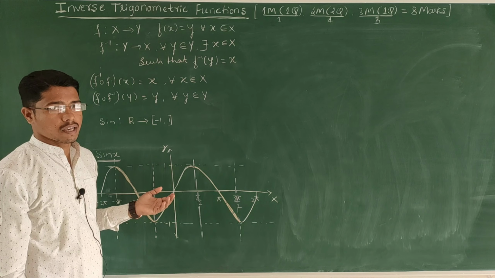See here, this is the graph of the sine function, with 0, pi by 2, pi, 3 pi by 2, 2 pi, and minus pi by 2, minus pi, minus 3 pi by 2, minus 2 pi. As per the definition of a bijective function, if I draw a line above the x-axis parallel to the x-axis, it meets more than one point of the graph of sine, therefore it is not one-one. Similarly, below the x-axis it meets more than one point, therefore it is not onto, therefore it is not bijective.